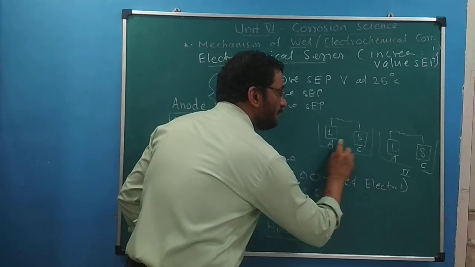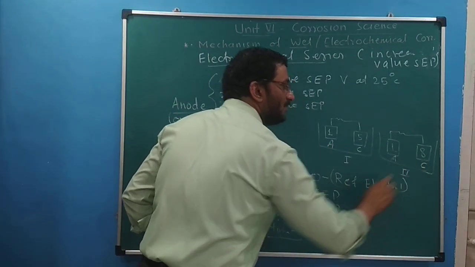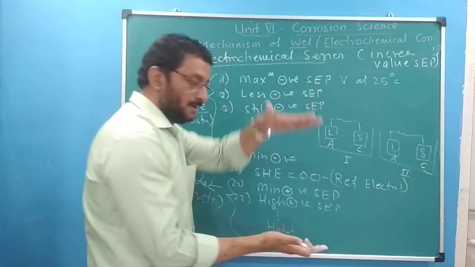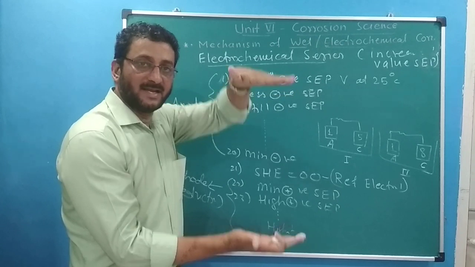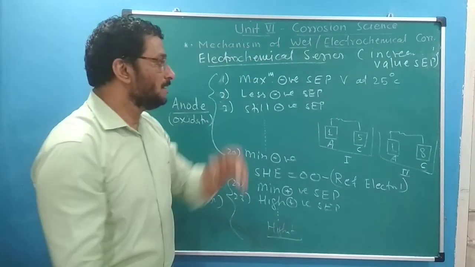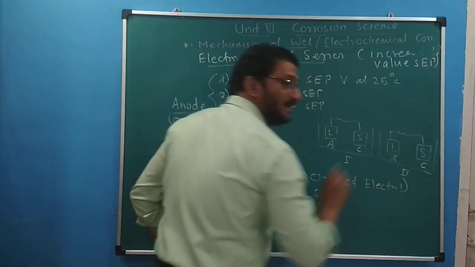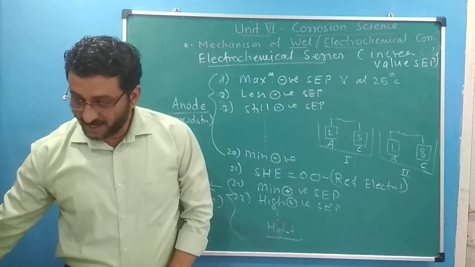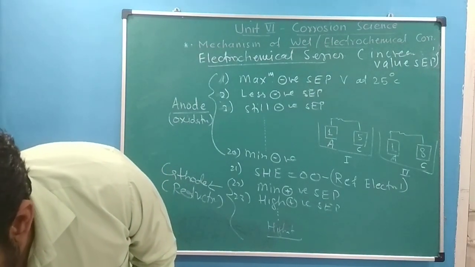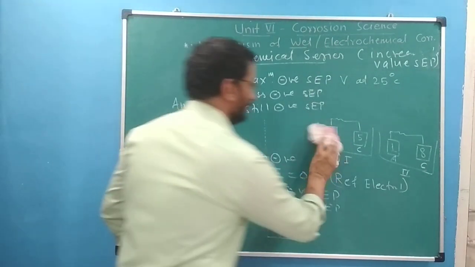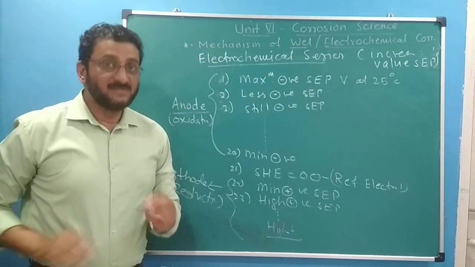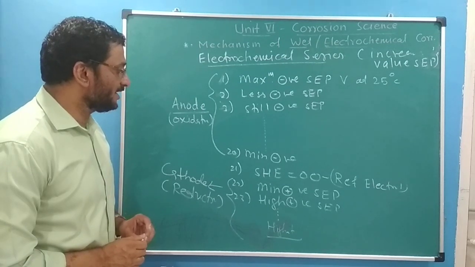More the difference in the anodic cathodic behavior, this will be strongly anodic, this will be strongly cathodic. First case is like this, second case is like this. If they are away from each other, one will be strongly anodic, one will be strongly cathodic. This is the second information we are getting from the electrode potential values, isn't it? Electrochemical series.